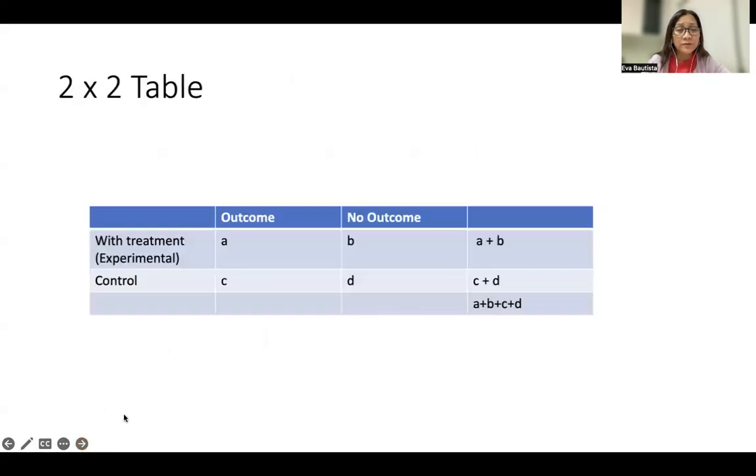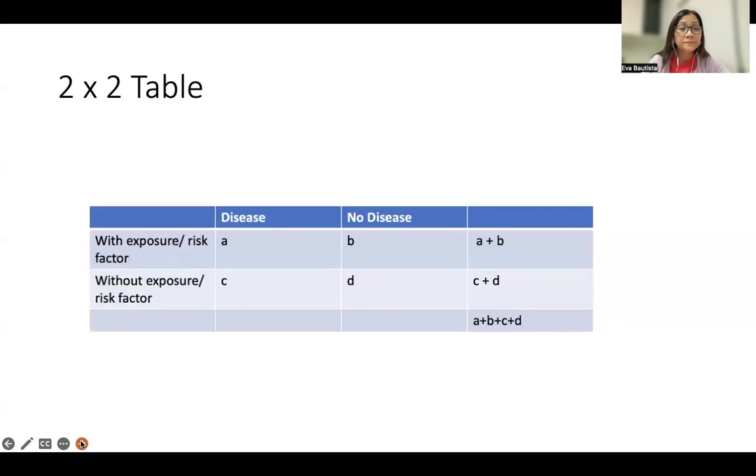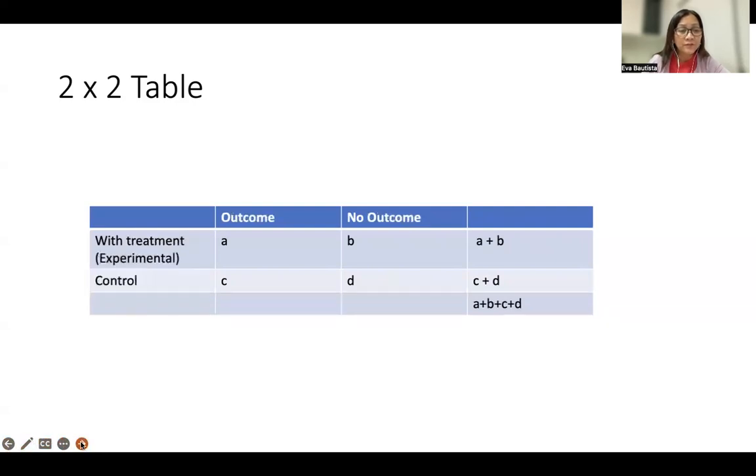So you might need to create a 2x2 table, just a guide. The first column heading is the outcome. The first row heading is the intervention or exposure. It could be exposure. In the previous one, it is intervention.